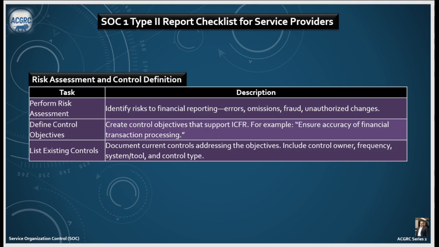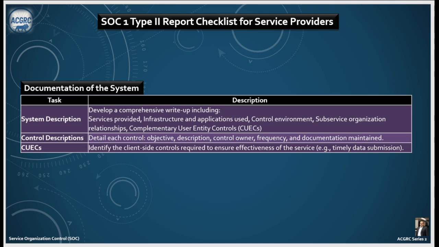Now, define the controls. Look at the controls. Ensure accuracy of financial transaction process. How do you manage that? Document current controls addressing the objective, including control owner, frequency, system tool, and so on. The whole nine yards. Next is documentation of the systems. We discussed this. Develop a comprehensive write-up including service provided, infrastructure, application used, control environment, sub-service organization relationship, complementary user entity controls, etc. Define each control, each objective, each description, control owner, frequency, and reference documents. Identify the client-side controls required to ensure effectiveness of the services.